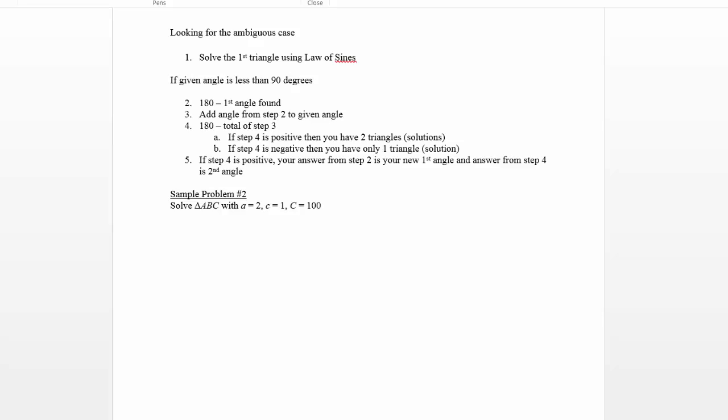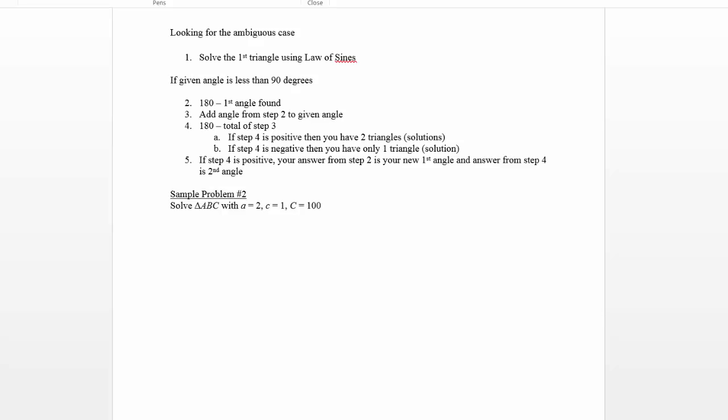Now, if you notice, the very first step suggested is just to solve the triangle. Just use the law of sines as it is and come up with your first triangle, your first solution, and then proceed from there after the first triangle is solved. So that's what we're going to do. Simply, in sample problem 2, we can see that we have angle A, side C, and angle C.